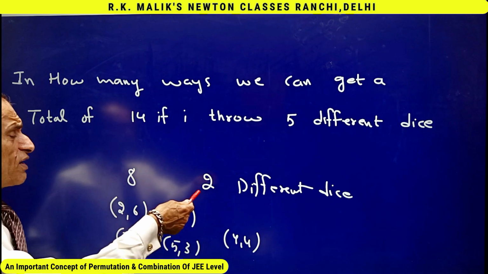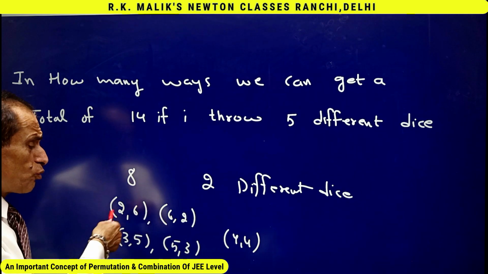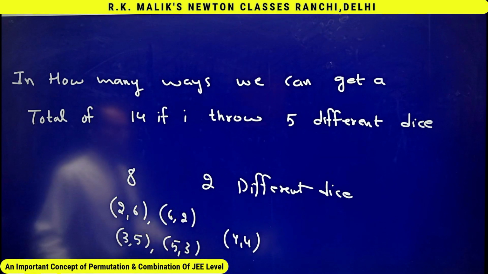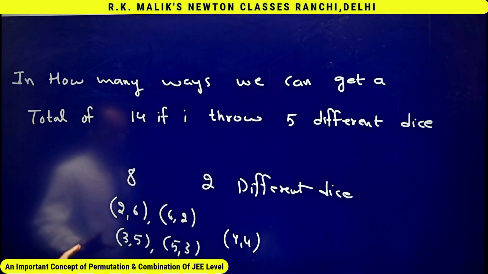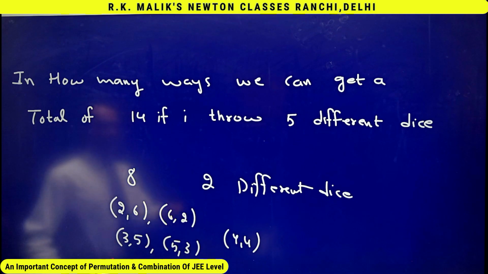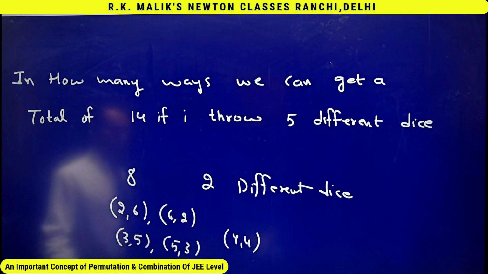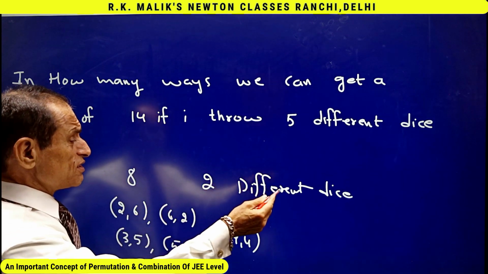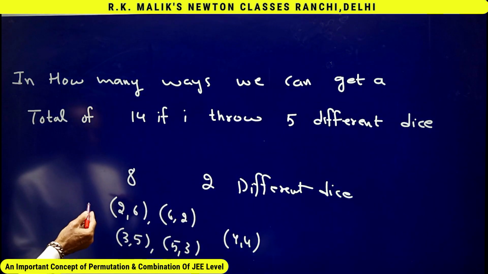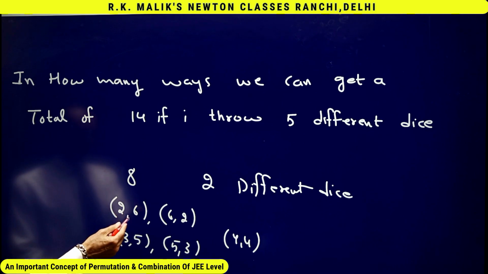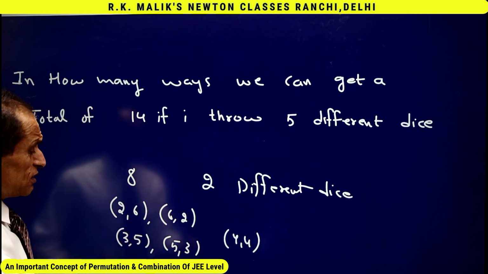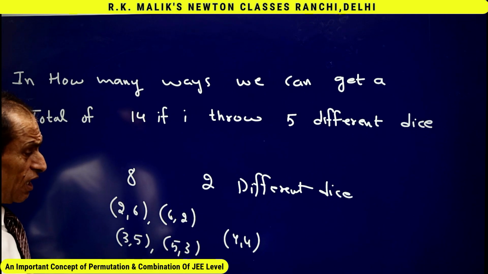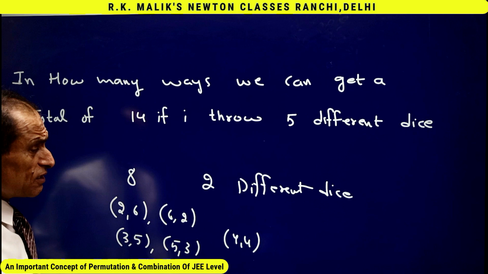In the case of 2 different dice, it was not difficult for me to make the cases. But if in the question 5 different dice are there, then it is very difficult to make all possible ways in which I can get a total of 14. Note that the importance of different dice is coming here, that in the case of 2 different dice, 2 6 will mean 2 on first die, 6 on second die, and 6 2 means 6 on first die, 2 on second die. Means I'm supposing that the dice are different.